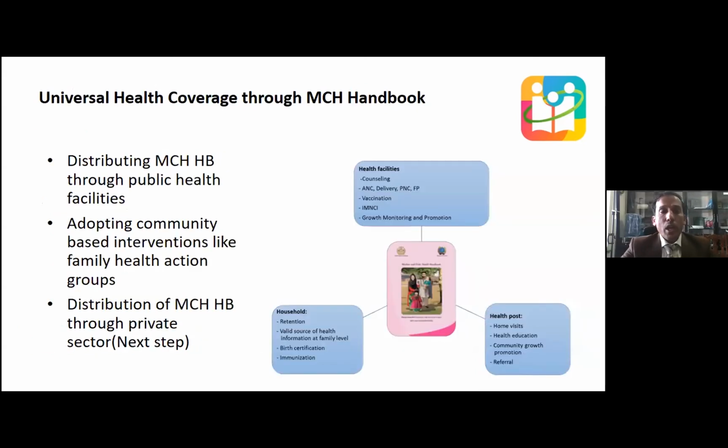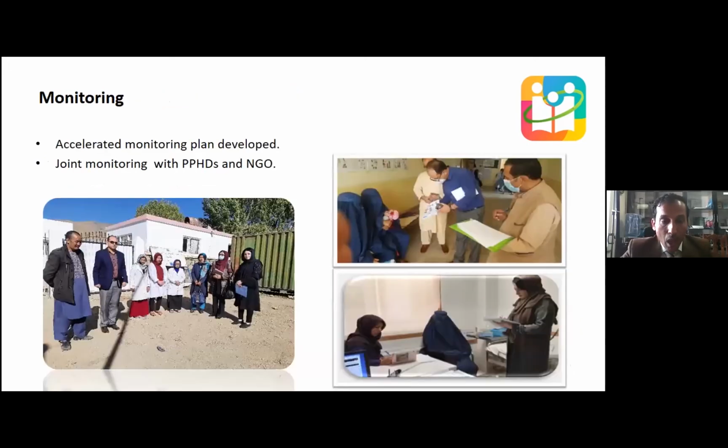Universal health coverage through the MCH Handbook: distributing the MCH Handbook through public health facilities, adapting community-based interventions like family health action groups, and distributing through the private sector at the next step. The health facility provides counseling for the client, ANC, delivery, PNC, family planning, vaccination, IMCI services, as well as growth monitoring and promotion. At the health post: home visits, health education, community growth monitoring, and referral. At the household: retention, a valid source of health information at the family level, birth certification, and immunization.